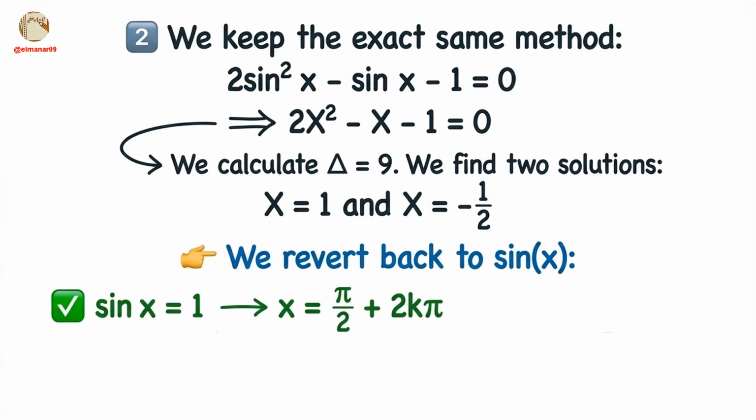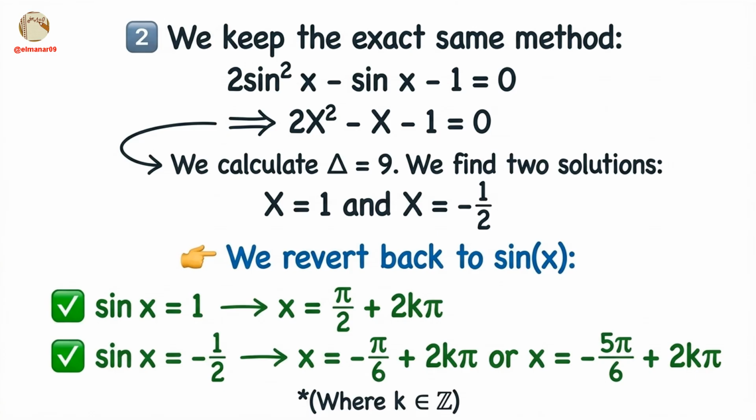Now for the second case, which is even more interesting. Sine of x equals -1/2. Again, look at our beautiful circle. We're searching for the points where the y-coordinate is -1/2. We find two positions, marked by blue points at the bottom. The first, on the right, corresponds to the angle -pi over 6. The second, on the left, corresponds to the angle -5 pi over 6. And of course, we don't forget our faithful companions, the 2k pi, to express periodicity.